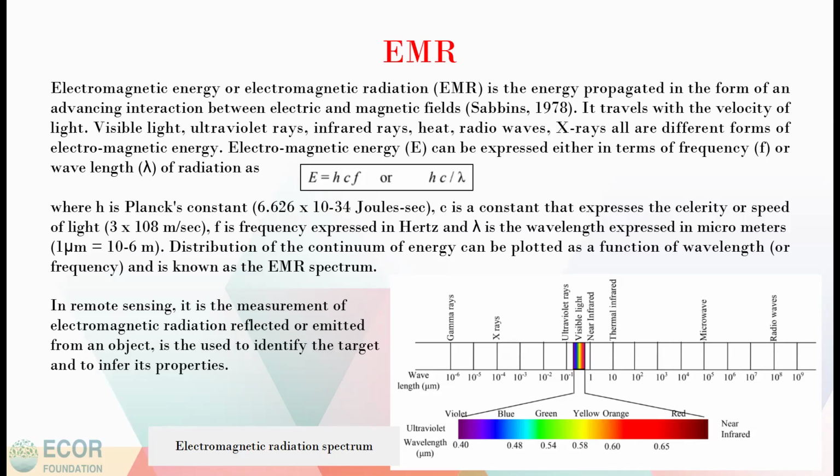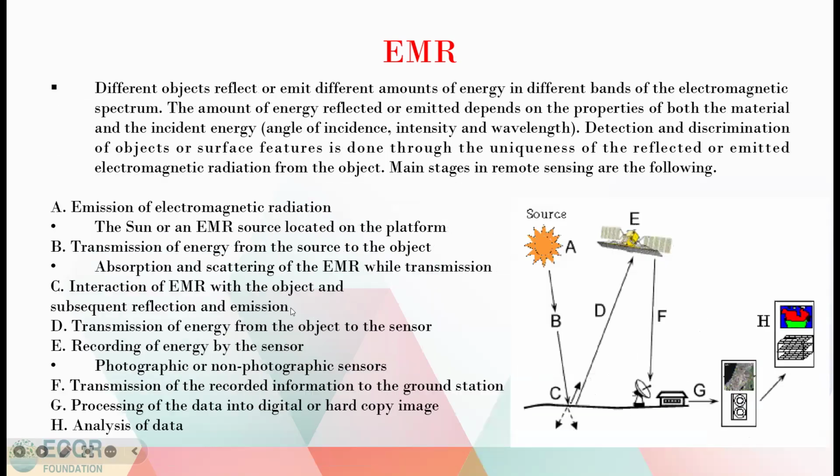And there is a simple formula to calculate the energy of EMR, that is E = hf or E = hc/λ. E is energy, h is Planck constant, c is the speed of light, f is frequency, and lambda is wavelength, where it is usually measured in millimeters.